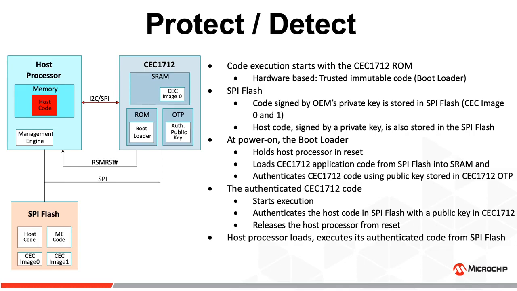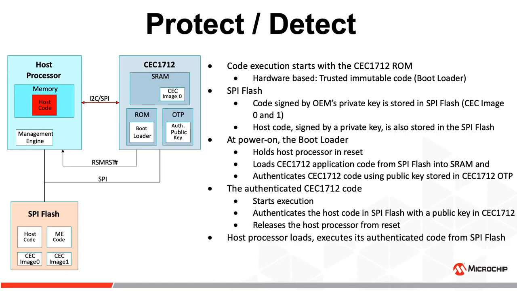If for some reason this particular image has been corrupted, to do the recovery part of the system, we have detected that the signature is no longer valid. So then, once we've detected that, it will actually go get the other CEC image and load it into the SRAM and proceed, assuming that that digital signature has been validated as correct and authenticated.